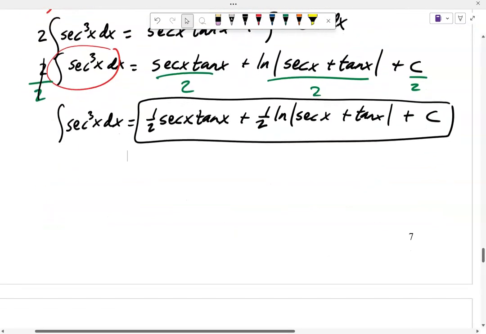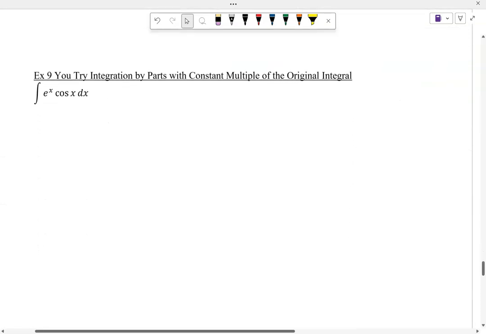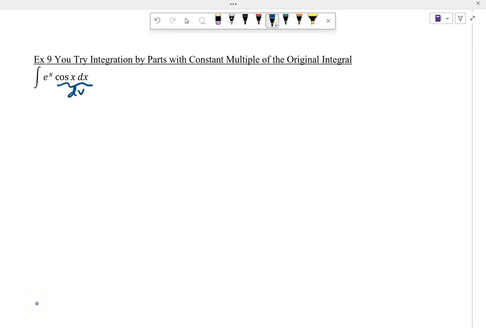So this next one is a good try-it problem. I want you to try this one. It also pops up that a constant multiple of the original. So go ahead and pause it and try it. I let that be my dv. I let that one be my u.